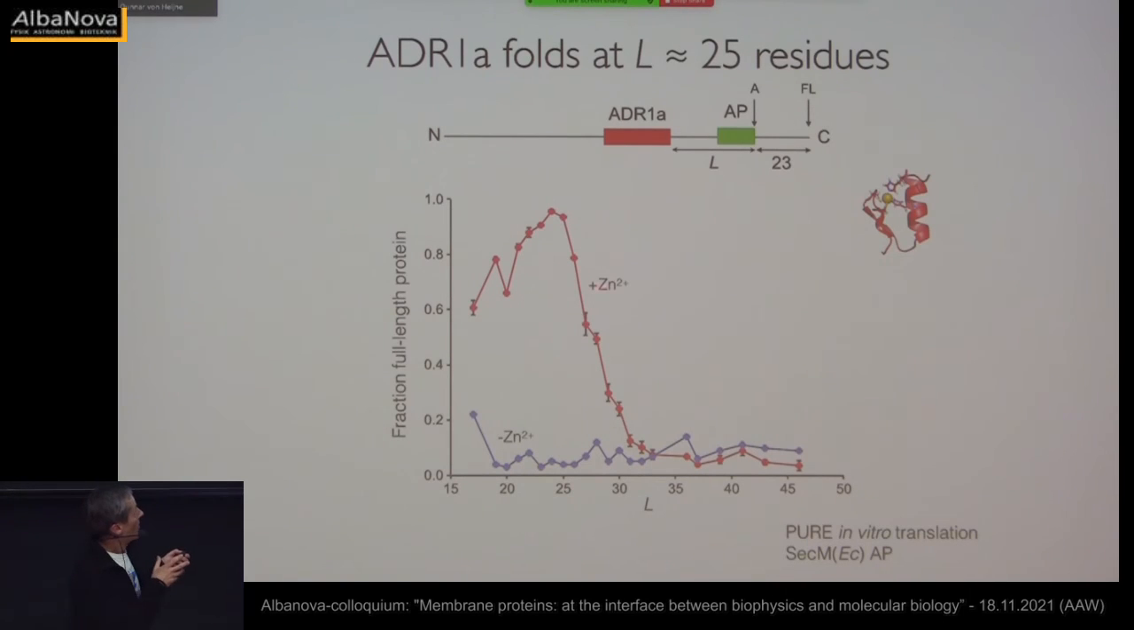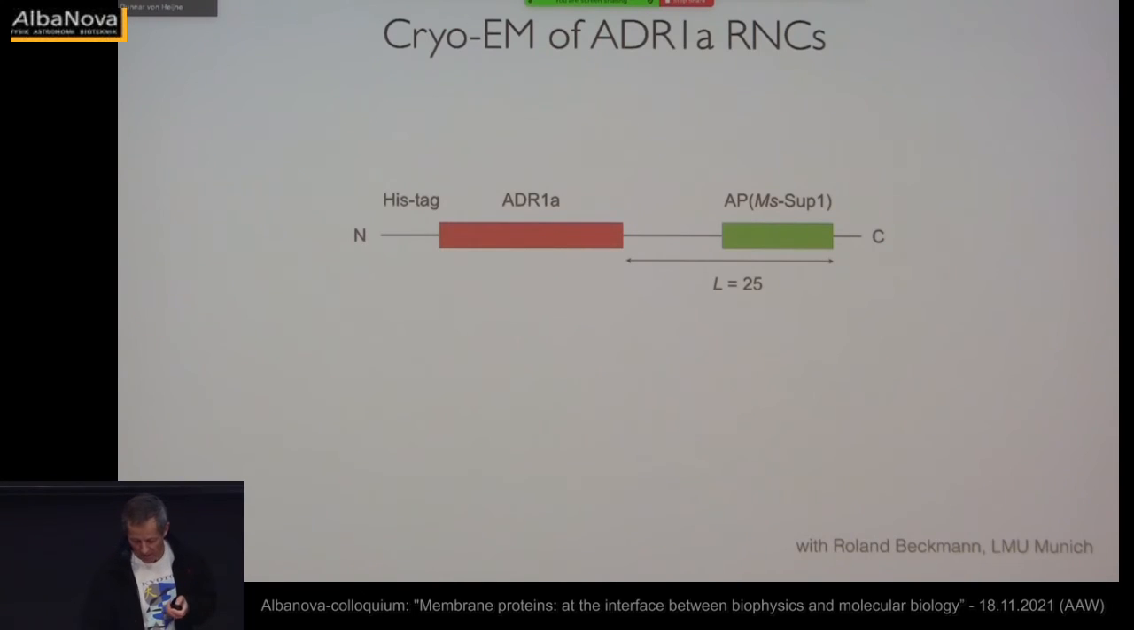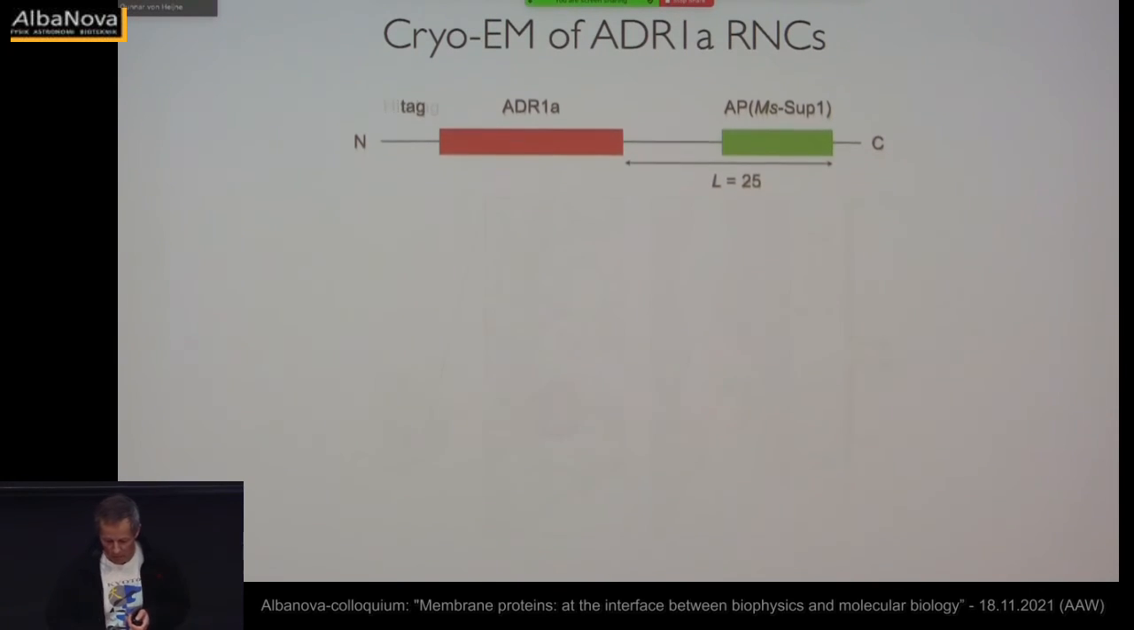So that the pulling force exerted by the folding was no longer enough to pull it out, right? So by that trick, we could actually attach it in the ribosome, even though it was folding. So the same construct, 25 residues linker length, but using a stronger arrest peptide, which is not pulled out by the folding reaction because it doesn't generate enough force.